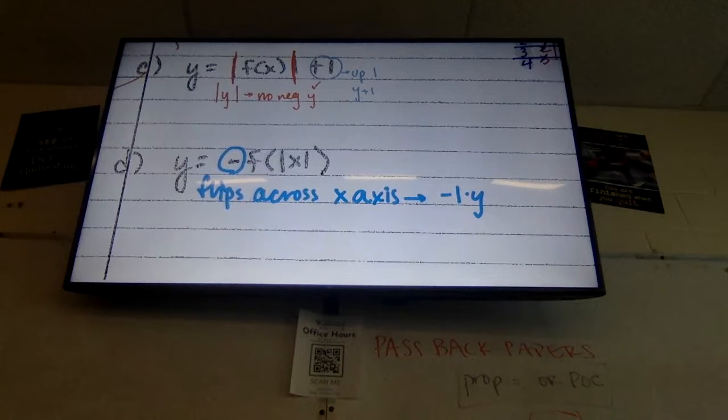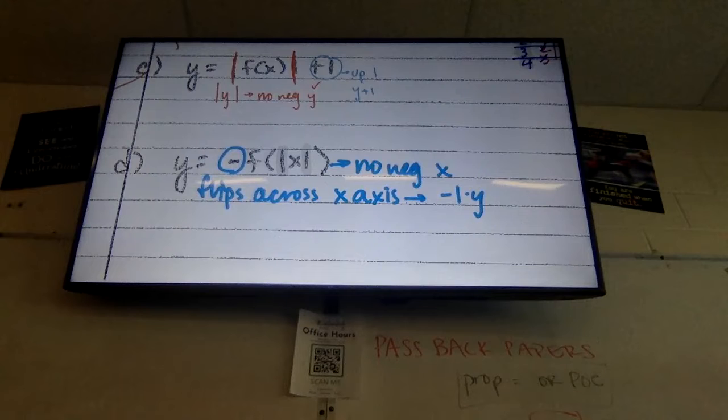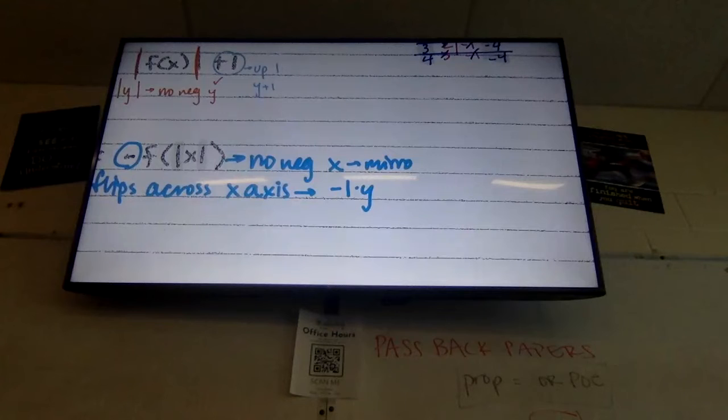Now, these absolute value signs, though, they add something to the table, too. Does anyone remember what those do? Not y's, x's. We have no negative x's because the absolute value is only around my x. That means I'm going to do a mirror image of my positive y's. No, x's. Sorry, I'm getting all bent out of shape now. I'm trying to be super intentional about what I say because x's and y's are really different. It's a mirror image of your positive x's.